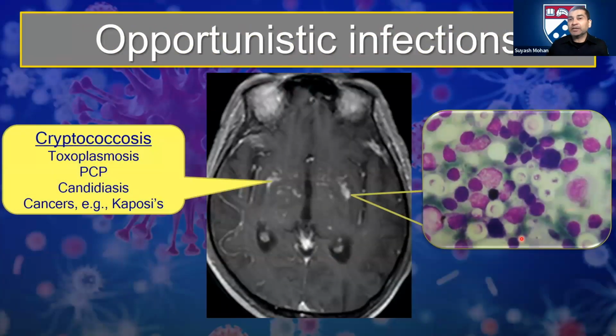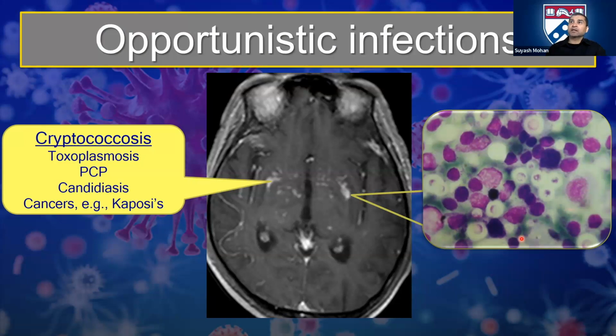Now, patients with HIV can also present with a lot of opportunistic infections, right? The most common fungal infection seen in patients with HIV in the brain is cryptococcosis, right? Cryptococcal meningitis. Classic imaging description, something that we should always remember.